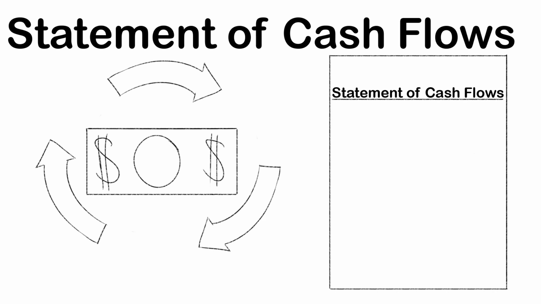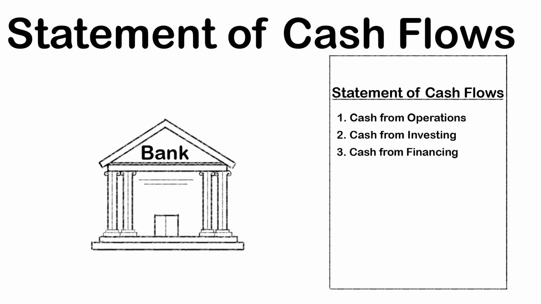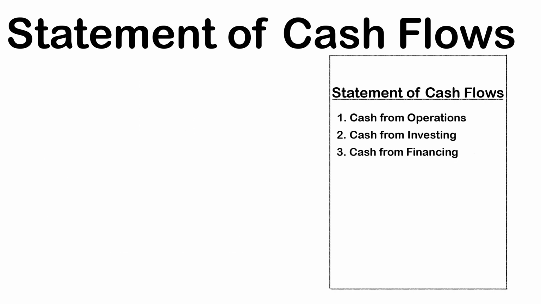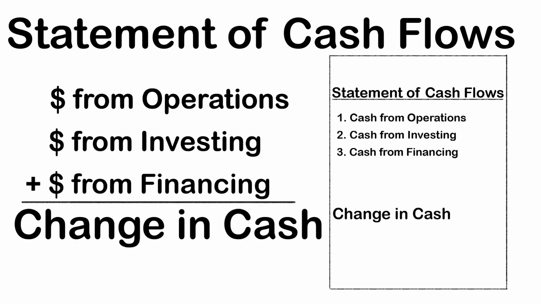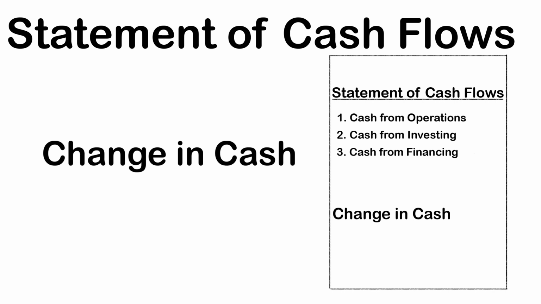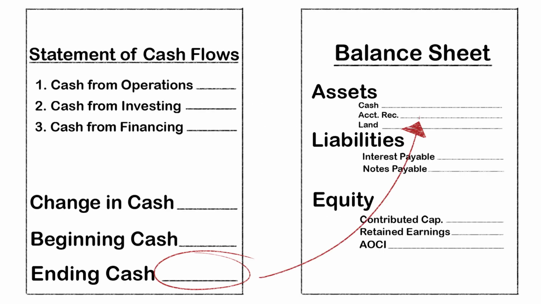The statement of cash flow categorizes the sources and uses of cash generated for the period into 3 categories: cash from operations, cash from investing, and cash from financing. The sum of cash from operations, investing, and financing activities is the change in cash for the period. When this amount is added to beginning cash, the ending cash balance for the period is obtained. This amount is reported on the statement of cash flow and on the balance sheet as the ending balance in the cash account.